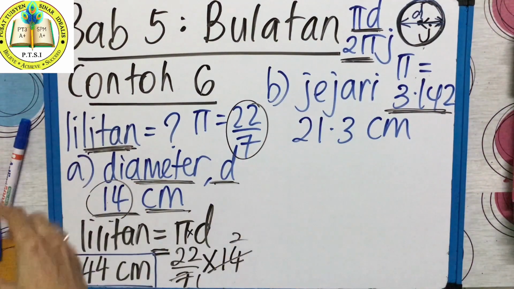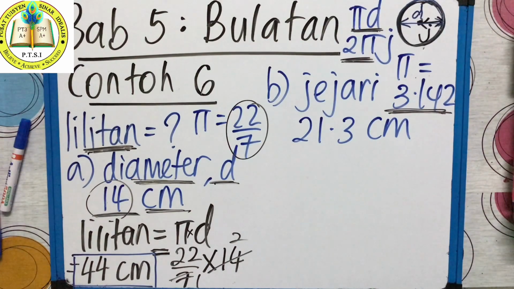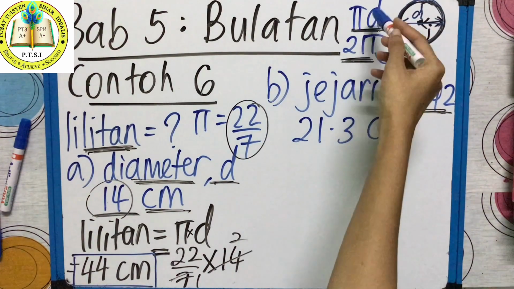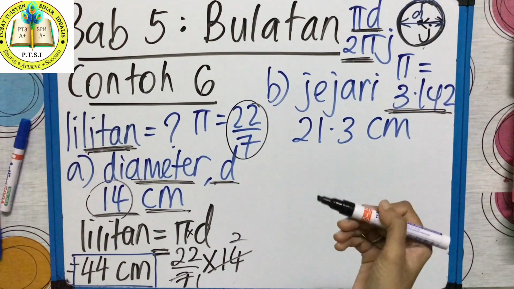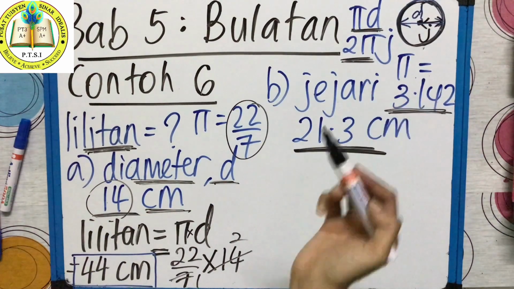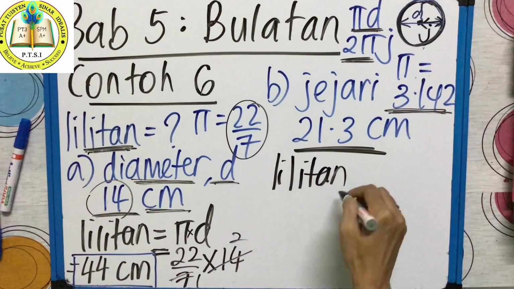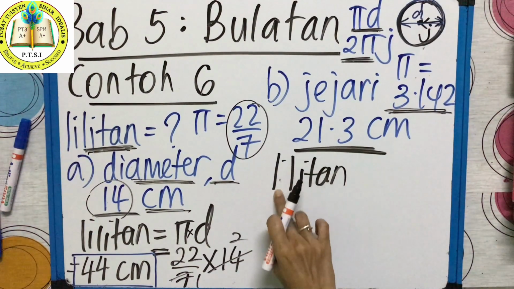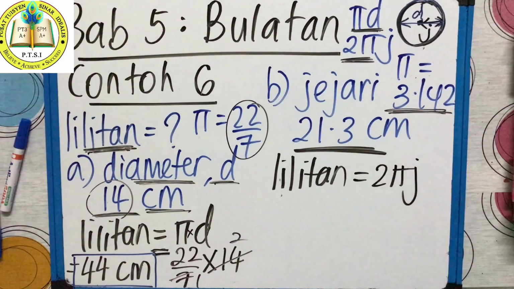Now we try the next question B. Pun soalan sama, hitung lilatan or cari lilatan. Find the circumference. So what is the formula class? Ada dua formula. But you see the information given. Soalan B mereka bagi jejari. So when they give you jejari, you use the 2 pi j formula. So again, write the formula. Lilatan. Okay. Lilatan sama dengan 2 pi j. Write the formula. Practice to write the formula.